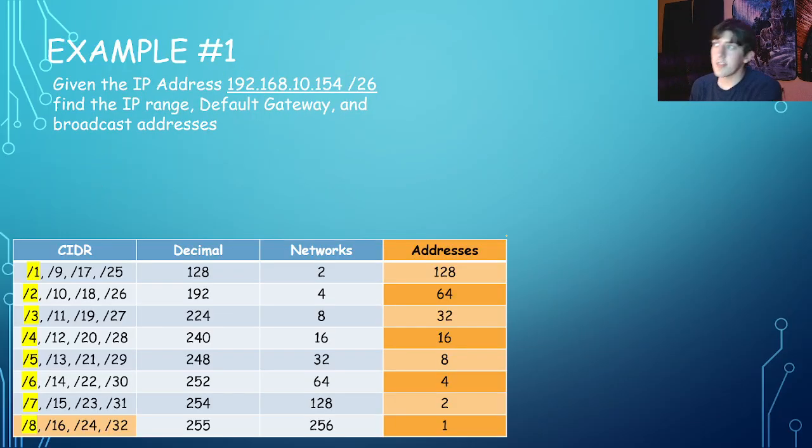Example 1. If you're given the IP address 192.168.10.154, CIDR 26, find the IP range, the default gateway, and the broadcast address.